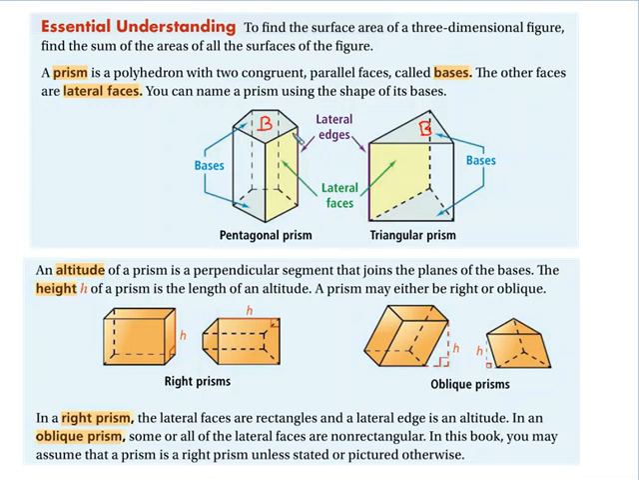Now, connecting those 2 base shapes are a series of rectangles, and the number of rectangles that are connecting the 2 bases corresponds to the number of edges that the bases have. So in this triangular prism, where there's 3 edges on each base, that means there's 3 rectangles that connect them, and those are referred to as the lateral faces. Sometimes you're asked to just find the lateral area, and that would literally just be the area of those rectangles. Okay.